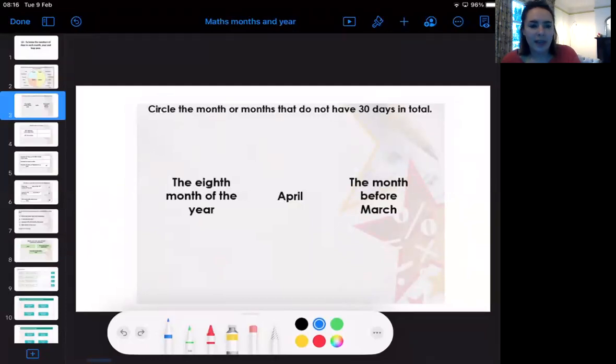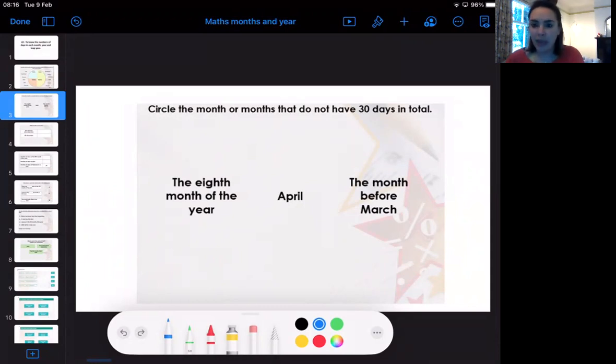We have a choice here to circle the month or months that do not have 30 days. We have got here the 8th month of the year, then we've got April, and then we've got the month before March. So before we can even start circling, we need to work out what the 8th month of the year is, and then we need to work out what the month before March is. Have a think and pause the video.